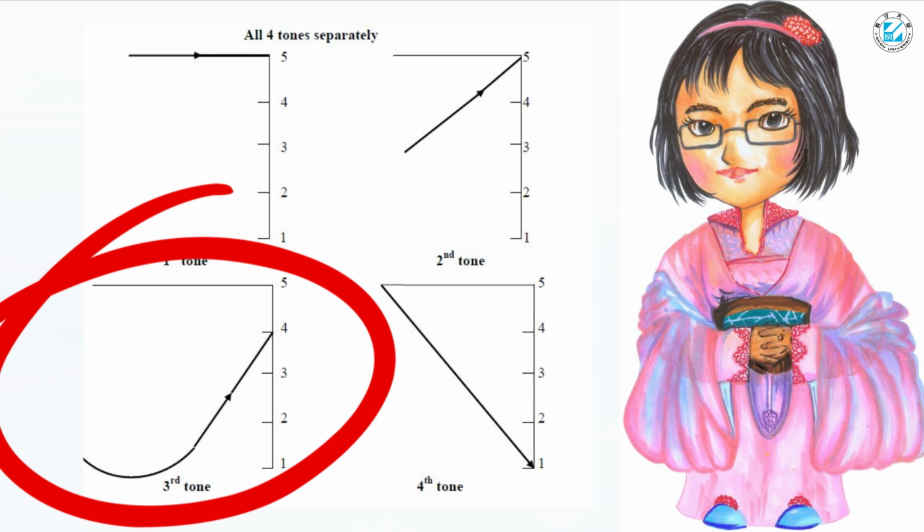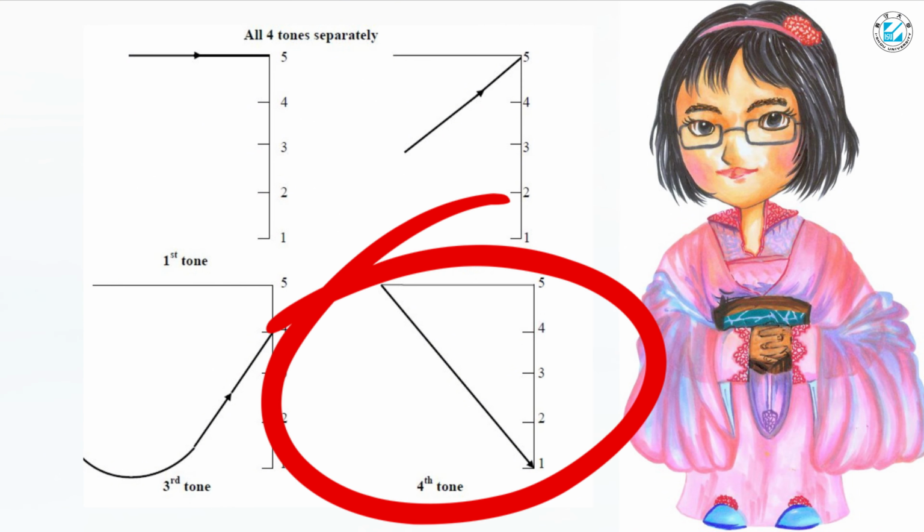And then the third one is so you go down and you go up later. And then the fourth one is going down. So remember this chart and then try to imagine the sound. If you can feel the sound, you can imagine the sound, you will definitely pronounce it right.